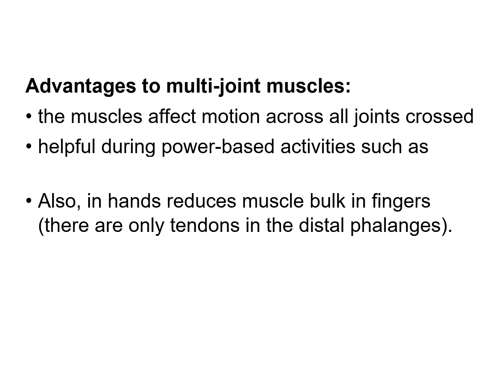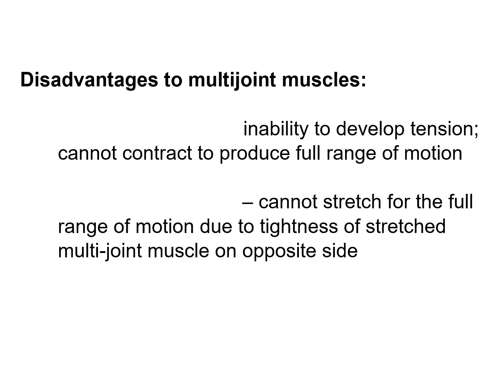These are a good example for when we start talking about active and passive insufficiency. But the muscles that affect motion across all joints crossed, these are our multi-joint muscles. They're helpful during power-based activities such as jumping and sprinting. Also in the hands, they reduce the muscle bulk in our fingers. Once again, we do have muscles in our hands and fingers, but they're smaller. If we had really big muscles in our hands and fingers, we couldn't use them, and the muscles would get in the way.